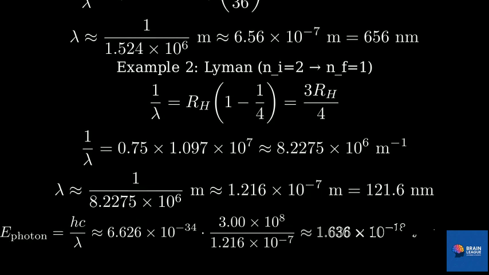Photon energy is hc over lambda. Substituting, we get about 1.636 times 10 to the minus 18 joules, which is around 10.2 electron volts.